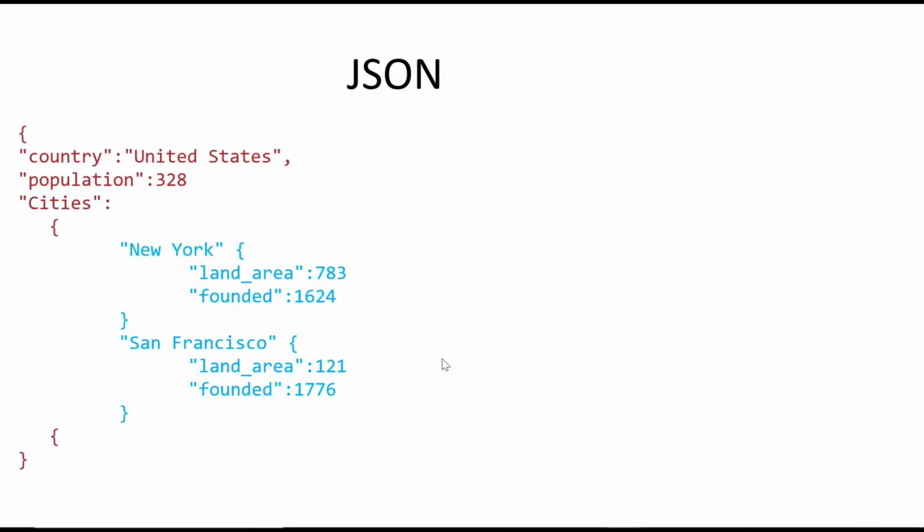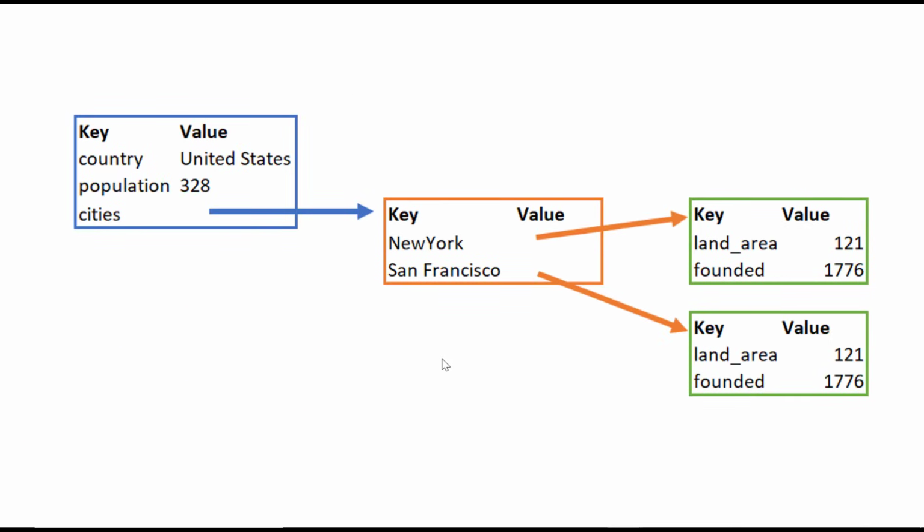Now in some cases, we'll have a more complicated or bigger set of data that's been returned, and so we'll have collections within collections. Here you can see we've got a country, and the country has a list of cities, and within each city we've got the actual details, such as land area and founded. Now when we convert this to a dictionary, we have our dictionary of the country, and then under cities there's another dictionary which holds the cities, and it holds basically a dictionary of the details.